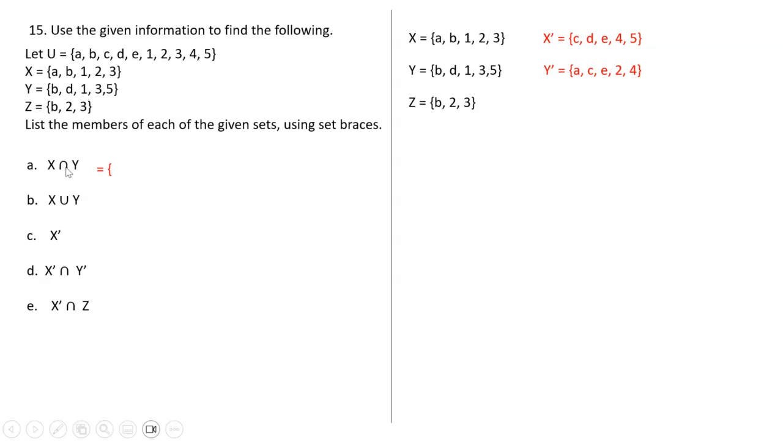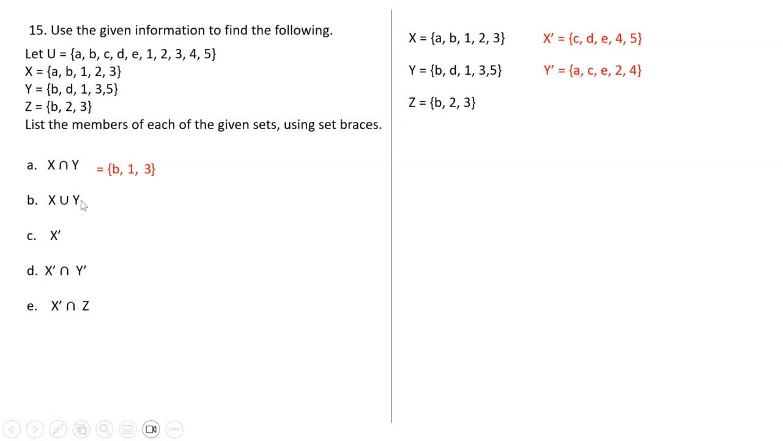Now, what's this? This symbol that goes down means and. X and Y, which means what do they intersect, or like what I like to say, what do they have in common? So the X and the Y have in common B, 1 and 3. That's your solution. B, 1, 3.